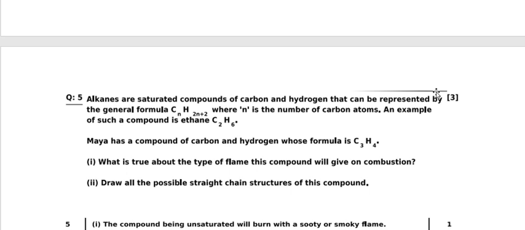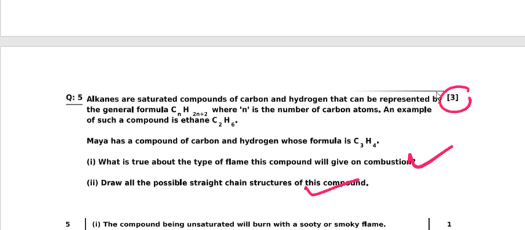Here, alkanes are saturated compounds of carbon and hydrogen that can be represented by the general formula CnH2n+2, where n is the number of carbon atoms. An example of such a compound is ethane, C2H6. Maya has a compound of carbon and hydrogen whose formula is C3H4. What is true about the type of flame this compound will give on combustion? Draw all the possible straight chain structures of this compound.